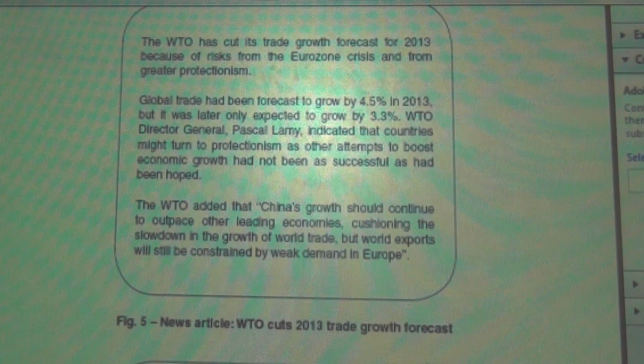The WTO has cut its trade forecast for growth for 2013 because of risks from the Eurozone crisis. You need to have a little bit of knowledge, ladies and gentlemen, about the Eurozone crisis. So you need to know about the PIIGS, ladies and gentlemen. I don't mean the oink oink version. You need to know about the PIIGS, so that's Portugal, Ireland, Italy, Greece, Spain. Said to be the economies in Euroland which have been struggling the most.